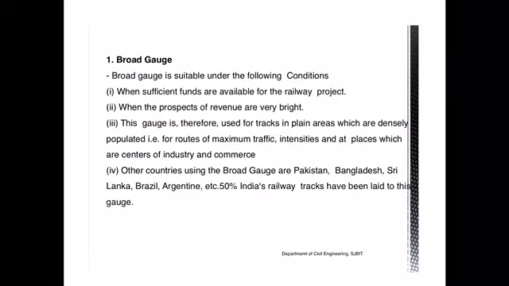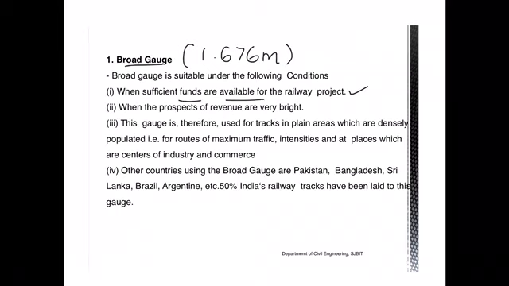So now we'll look at when you have to use each one. The first type of gauge we have is the broad gauge. As I already mentioned, in the broad gauge the distance between the inner ends of the wheel is 1.676 meter. As you can see, this is the widest gauge among all categories, and it will be suitable only when sufficient funds are available.